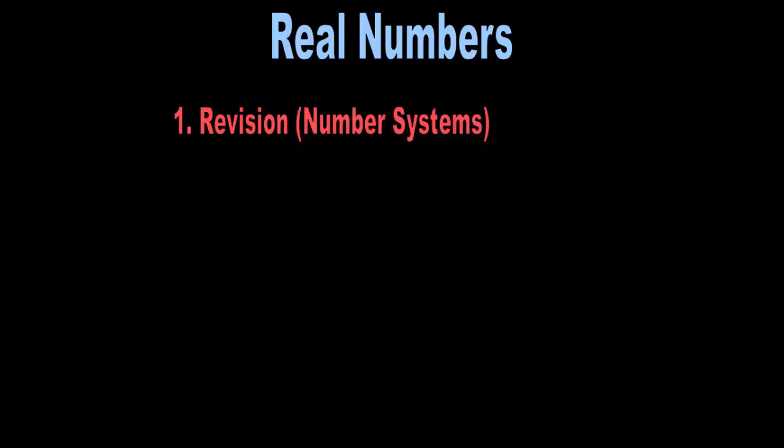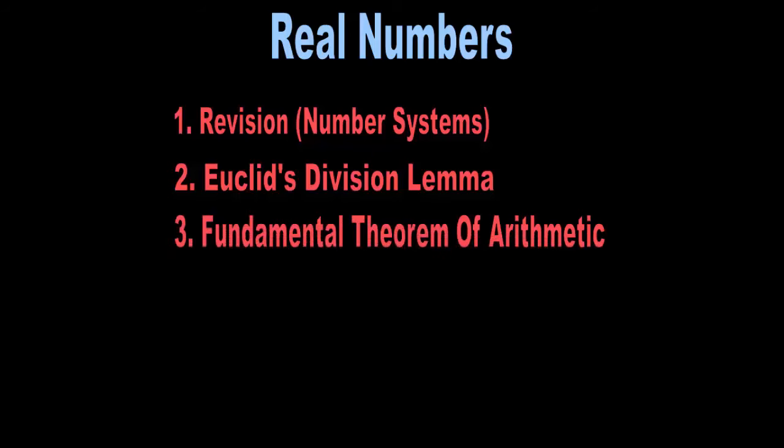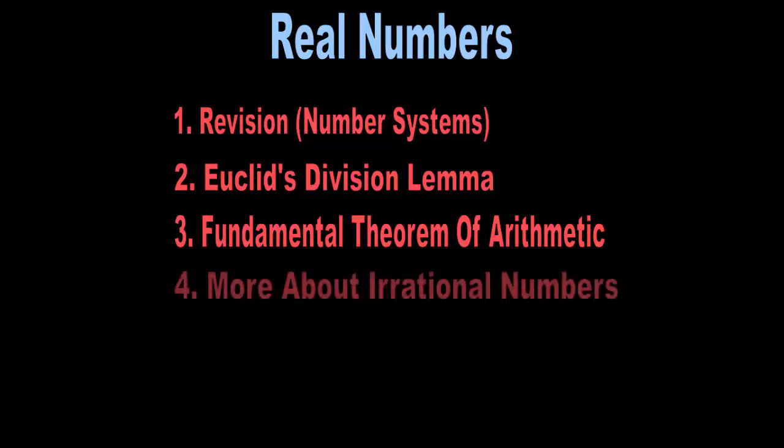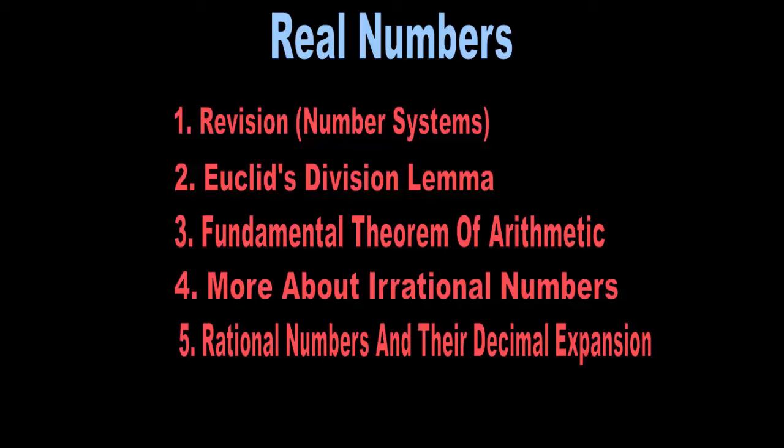Then I will be taking up the Euclid's division lemma, although you are aware of what this division lemma is, and we use this division algorithm, but now you will know what it is. Third, we'll be covering fundamental theorem of arithmetic. Then, although you are aware of irrational numbers, now we'll cover some more relations related to it. Then we'll be covering up the rational numbers and the decimal expansion.